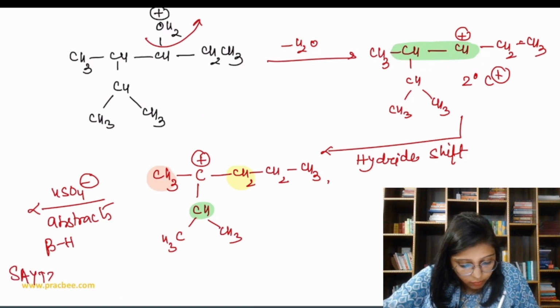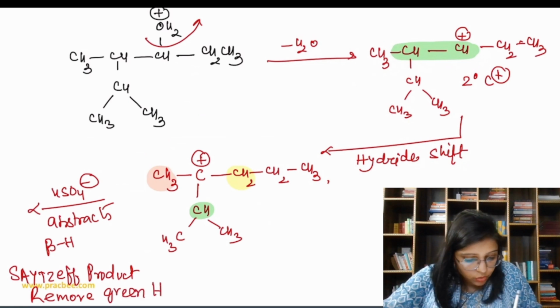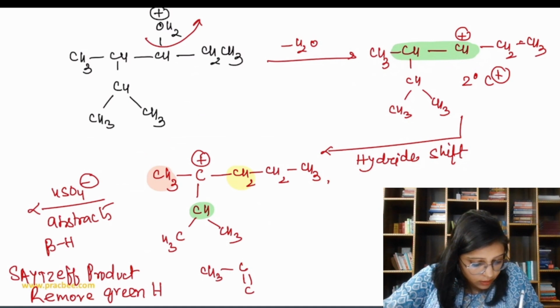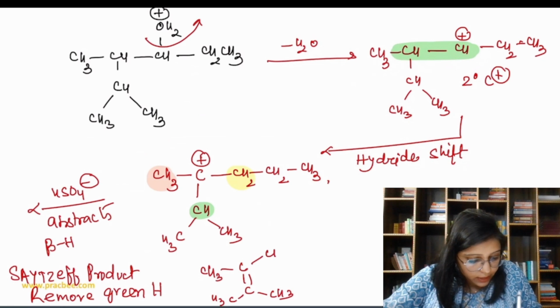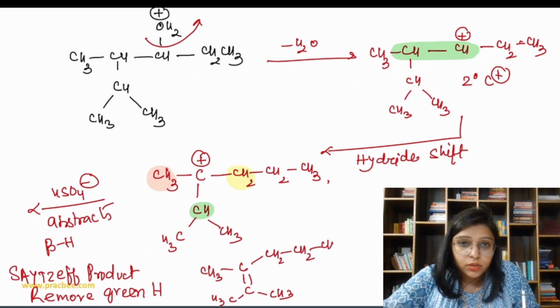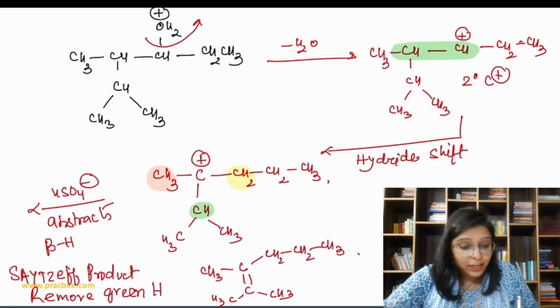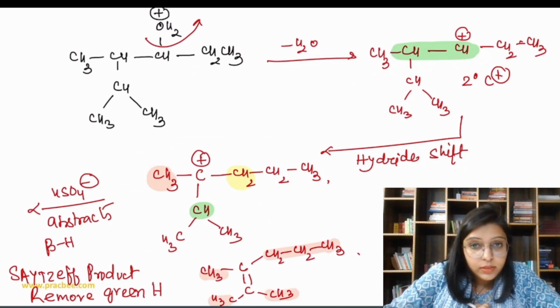So for the Saytzeff product, remove the beta hydrogen. So we get CH3, C, double bond C. Here we write CH3, here we write CH3, and here we write CH2, CH2, CH2. So see, tetra-alkylated, 3, 4, right? So this is going to be the Saytzeff product.